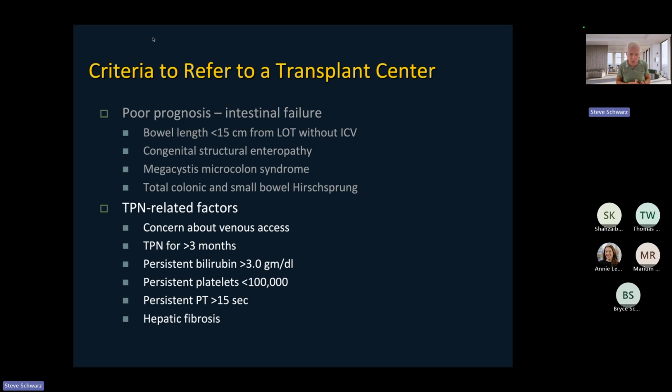persistent hyperbilirubinemia, persistent thrombocytopenia, persistent abnormalities in the INR, and evidence of hepatic fibrosis, which would be associated, obviously, with splenomegaly and other signs of portal hypertension. So all of these things can be related to TPN and might give you pause to think about, is this a situation where the liver may be permanently compromised?